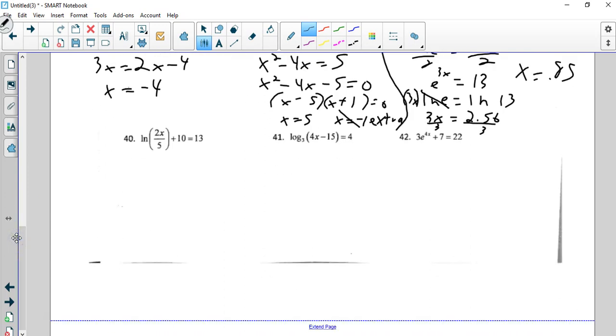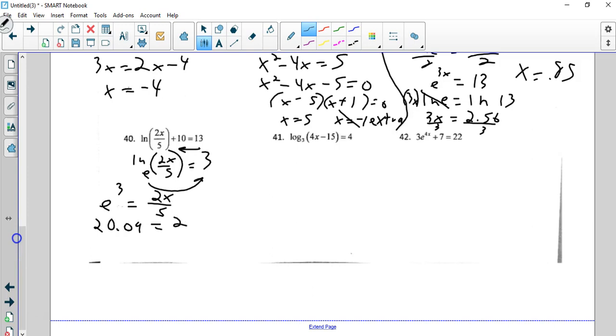Number 40, again, we want to get the ln by itself, so we're going to subtract 10. ln of 2x over 5 equals 13 minus 10, 3. Now, I have one ln by itself, so swish and flip. So I get e to the 3 equals 2x over 5. Now, e to the 3 is 20.09 equals 2/5 x, so 2x over 5, same thing.